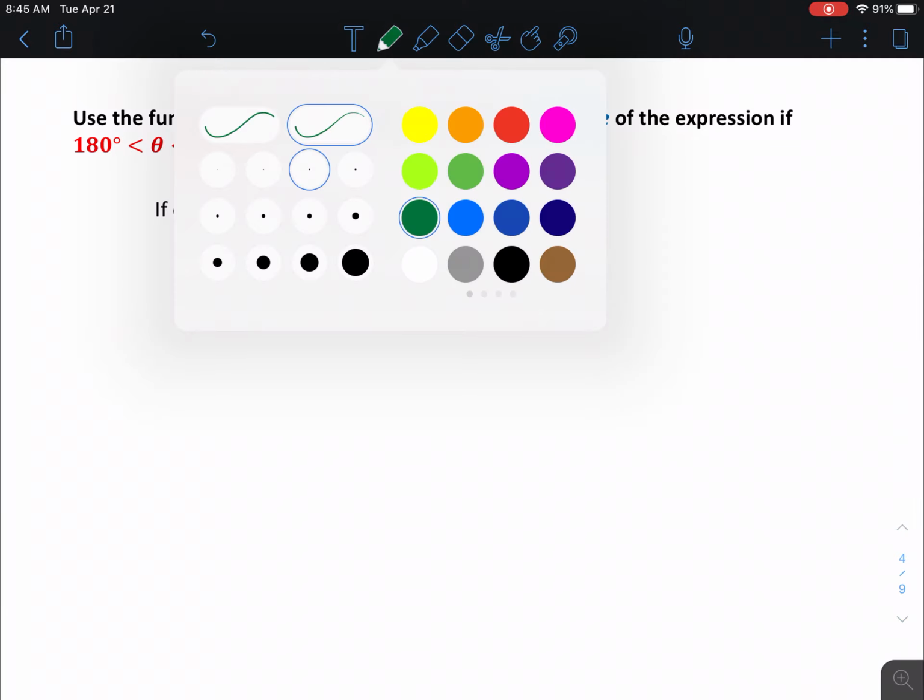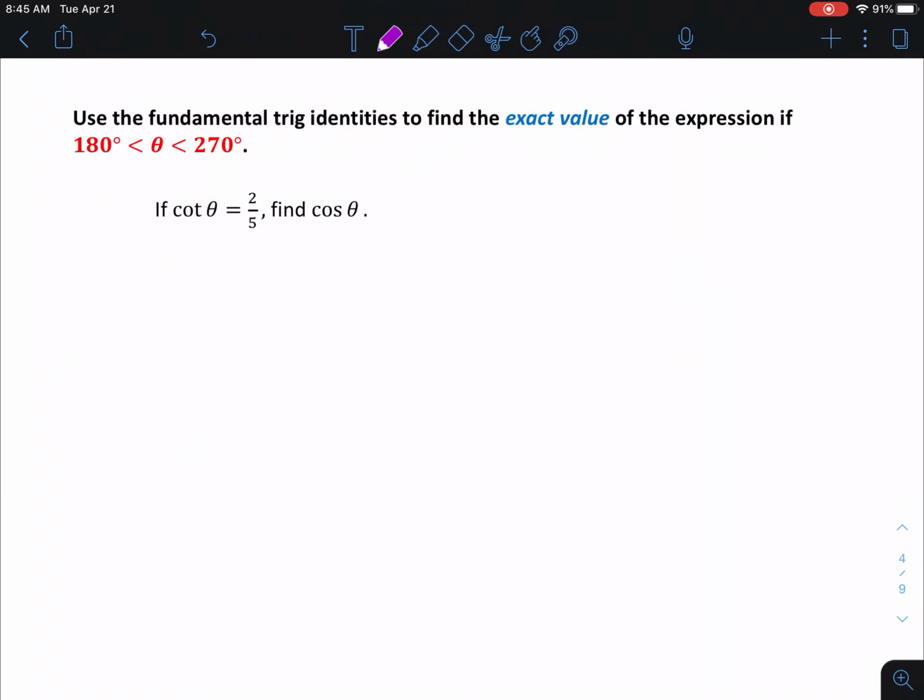Okay, so this one says use our fundamental trig identities to find the exact value, and this time it says, notice they give it to us in degrees rather than radians, but it says from 180 to 270. So again, that just means quadrant 3. So we're going to take a look at that. All right, so here we go. It says if cotangent of theta is equal to 2/5, find cosine of theta.